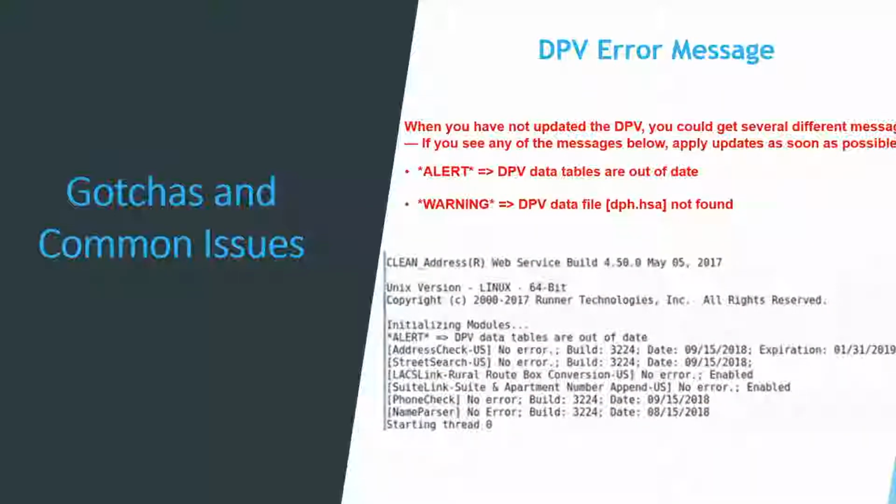Another common error that you will see, as Tristan showed you, was the DPV error. You'll get this alert where it says the table is out of date or DPV data files not found. This means that your DPV is not in sync with your USPS files. So you just need to make sure that you do copy those over, as Tristan showed you, so that the dates are synced up for both your DPV and your USPS files.